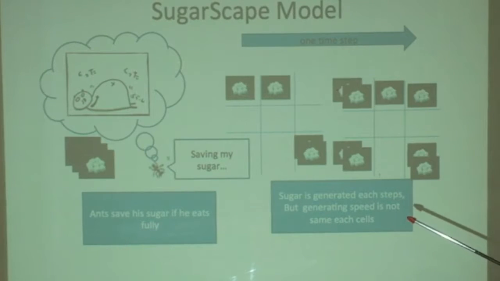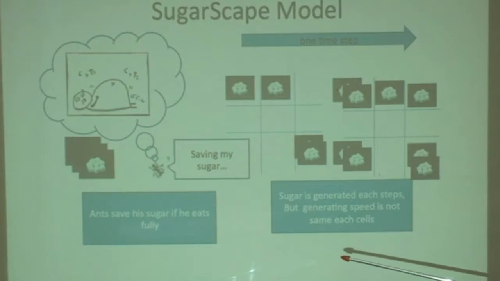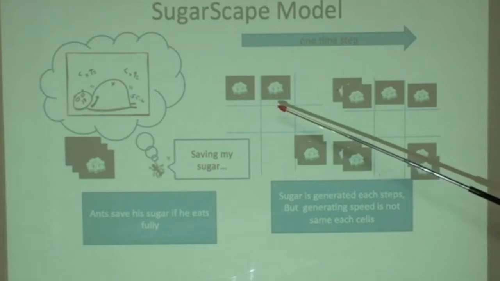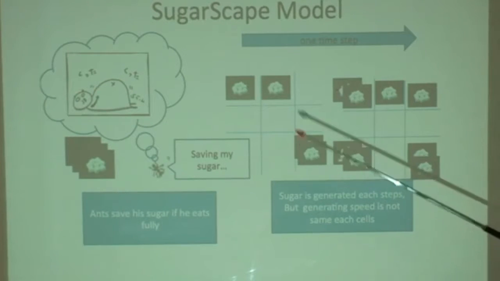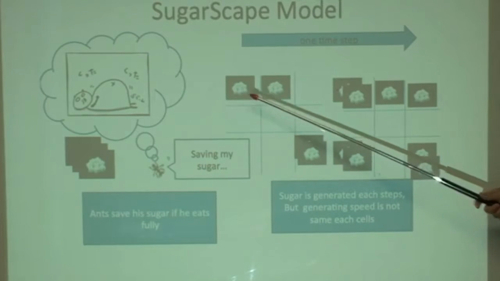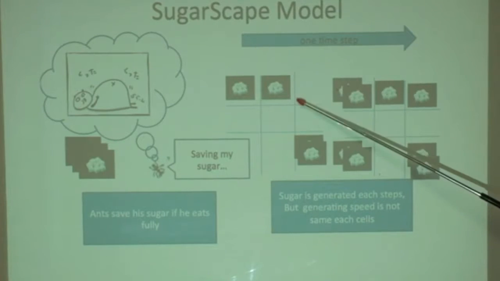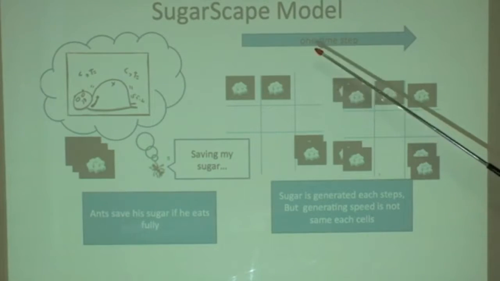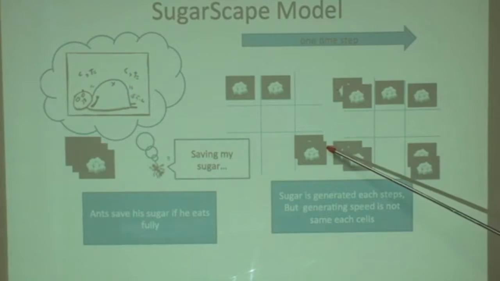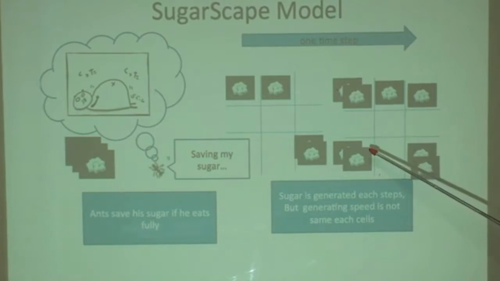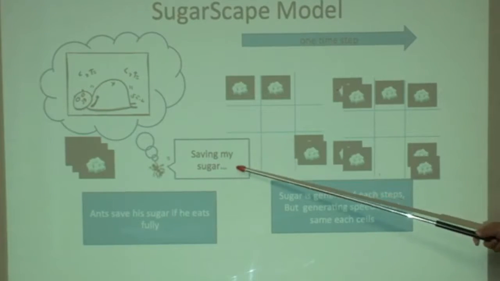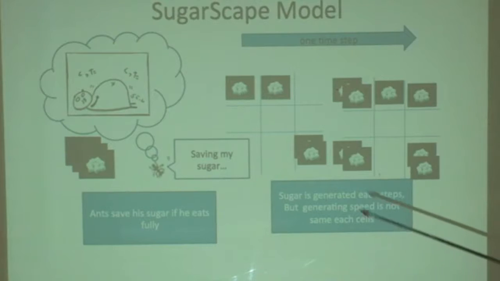Sugar is generated at each step, but the generating speed is not the same in each cell. This cell is 1000. This area increases by one sugar in one time step, this area also increases by one, but this area increases by two, but this area does not increase. Such different increasing speeds.